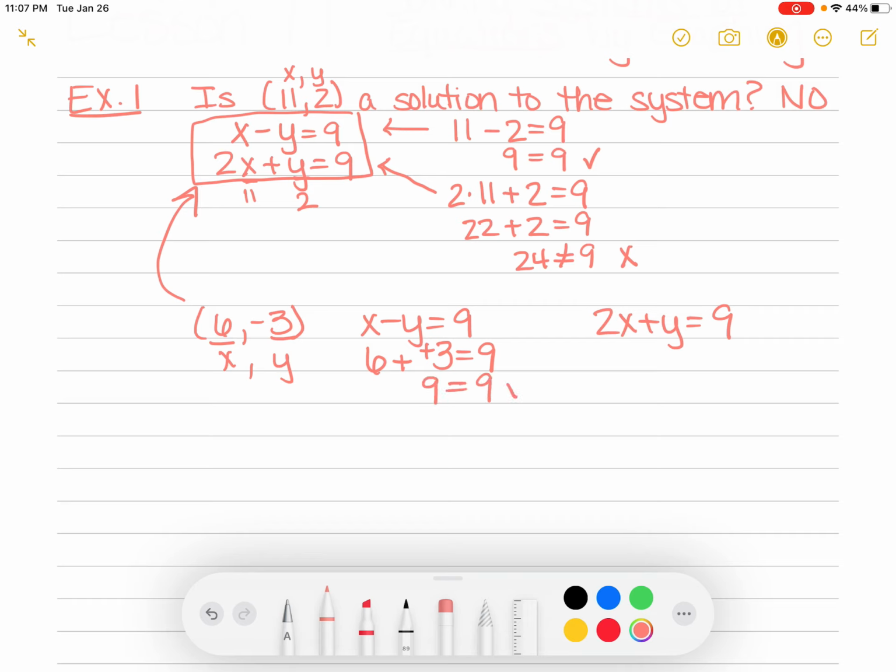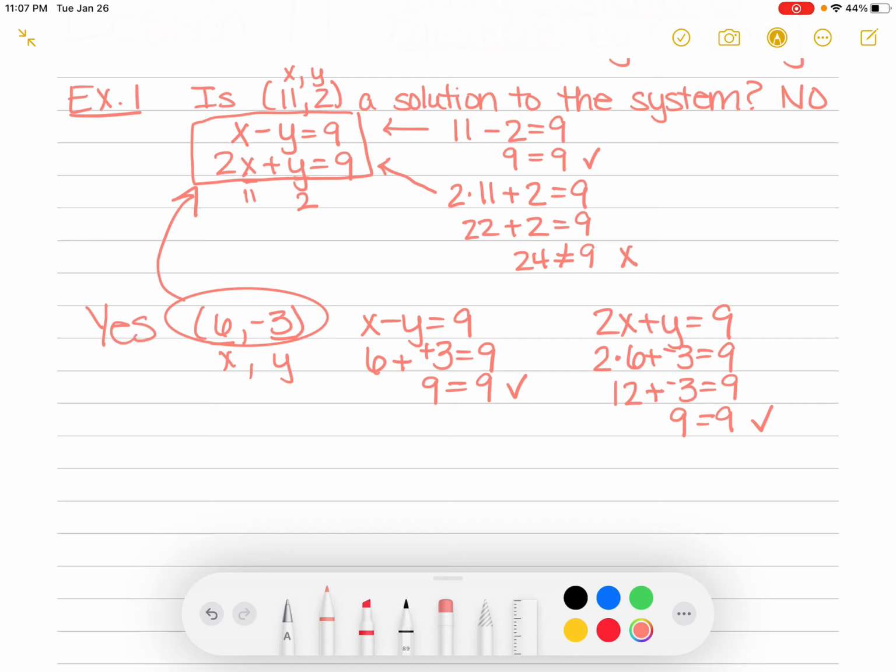Well, that one works. Now let's go over here and do the second one. 2 times 6 plus (-3) equals 9. So 2 times 6 is 12, plus negative 3 is 9. So that one checks out too. So when it asks, is this a solution? Is (6, -3) a solution? Then I would write yes as my answer.